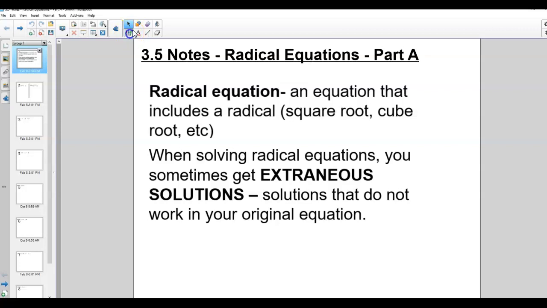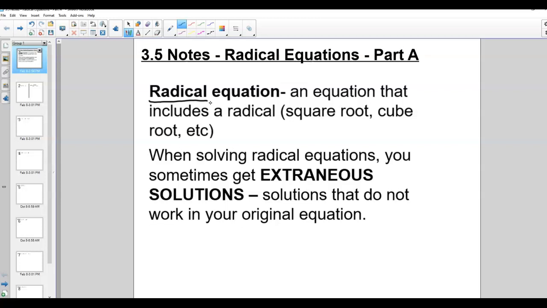Alright, hello everybody. We are going to get started with our 3.5 notes, which is for our radical equations. And we're just going to look at the first part of these problems today. So a radical equation is an equation that includes a radical. And a radical is a square root, a cube root, etc.